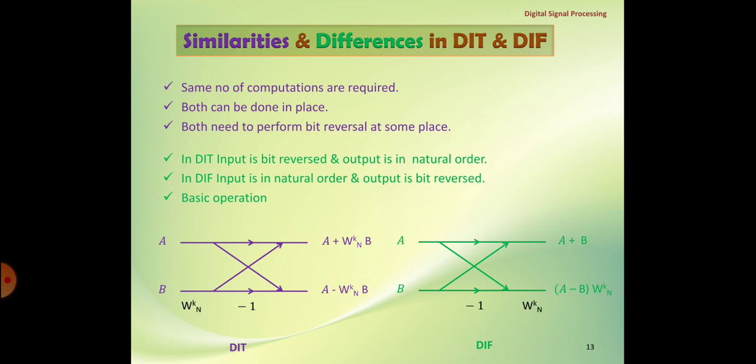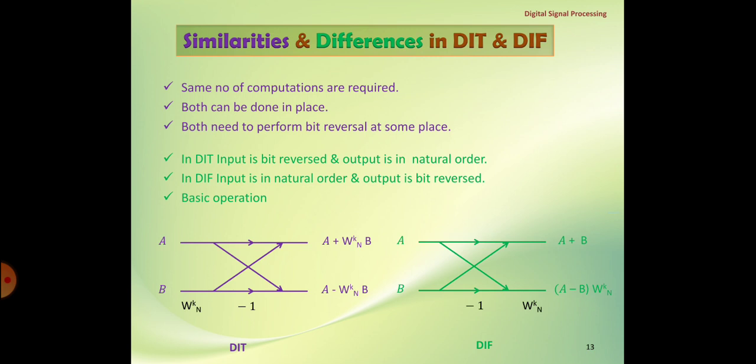While solving an example by either of the methods, either DIT or DIF, we have to perform bit reversal at some place. Either it may be input or output, but at least once we have to go for bit reversal of our sequence. Now we will see differences.